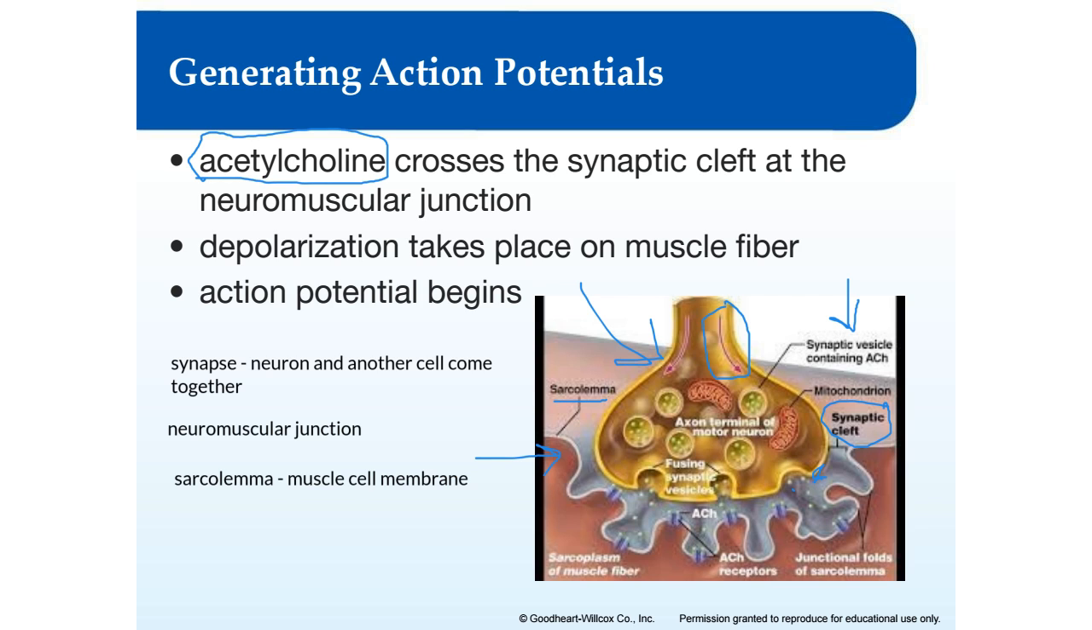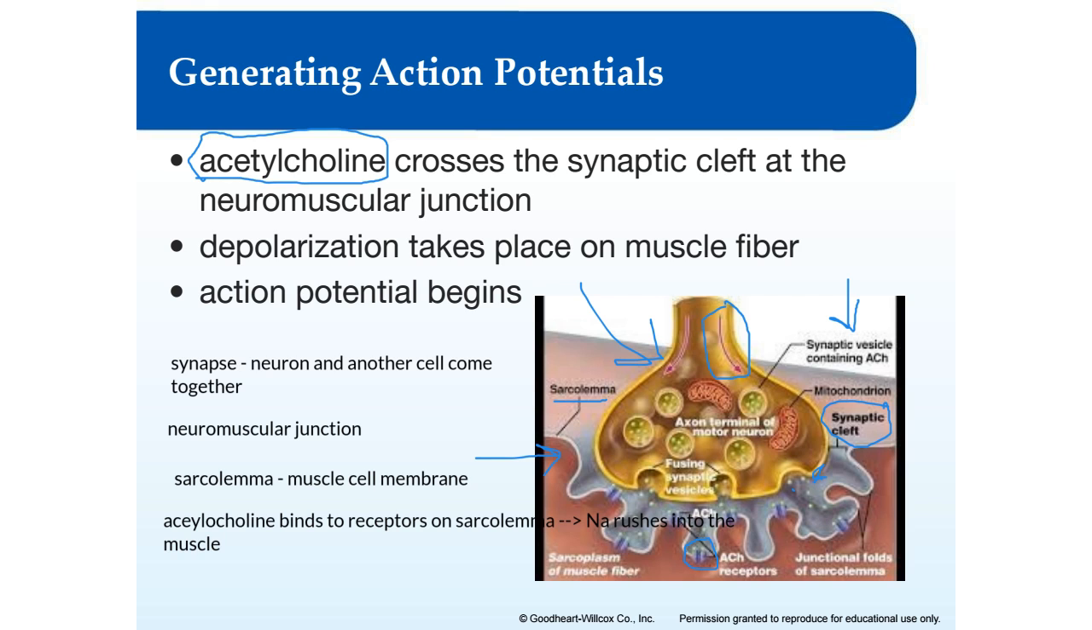So the sarcolemma contains these receptors here for the acetylcholine. And you can see the purple receptors there. And when the acetylcholine binds to them, they open up. Those are sodium channels, and they allow sodium to rush in. So acetylcholine binds to receptors on the sarcolemma. The result then is that sodium rushes into the muscle.